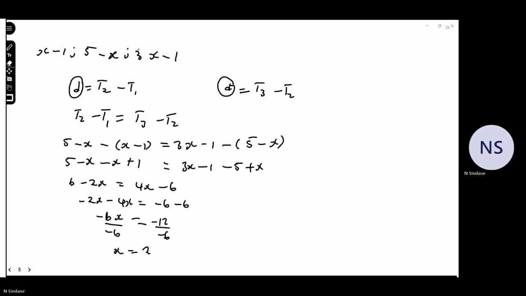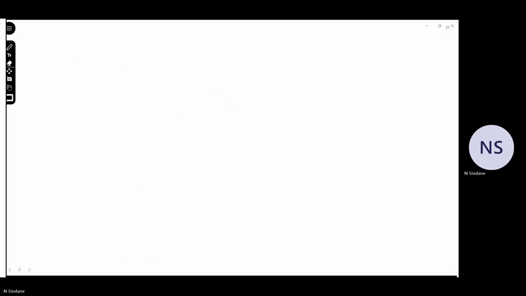And then always, after getting the value of x, substitute it back here and see if it will give you a linear or an arithmetic pattern. So in this case, I'm going to have 2 minus 1, 5 minus 2, 3 into 2 minus 1. And then this will give me 1, 3, 5. Therefore, you can definitely see that your common difference will be 2. Therefore, this value of x is correct, because when I substitute it back into my sequence, I get an arithmetic sequence.